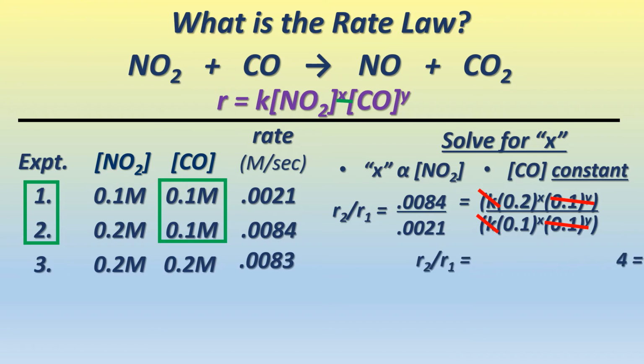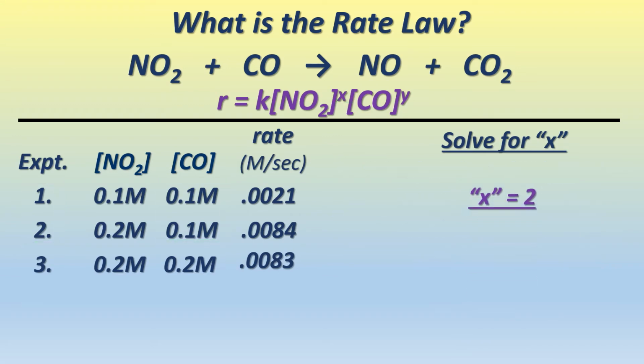And I get R2 over R1 is equal to 4, 0.008 over 0.002, is equal to 0.02 divided by 0.01 to the x. So 4 is equal to 2 to the x. I've now solved for x. X is 2. After I solve for x, I solve for y.